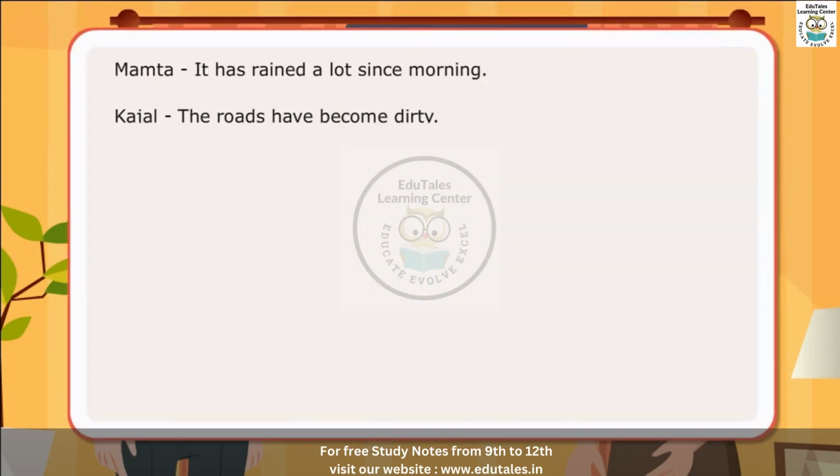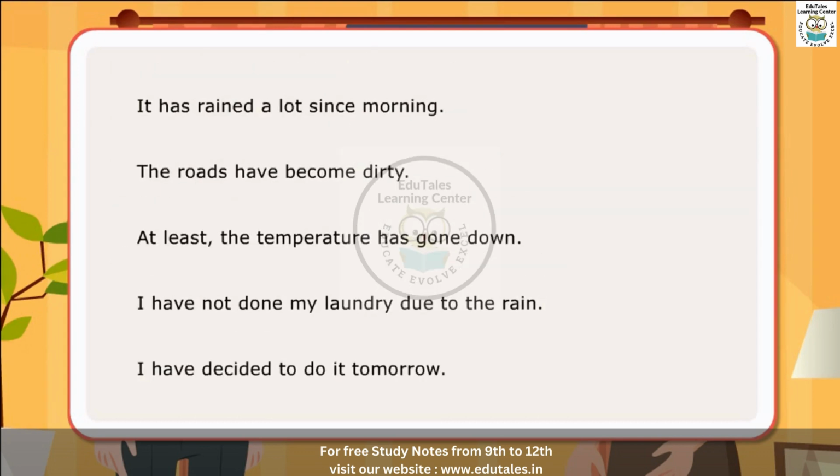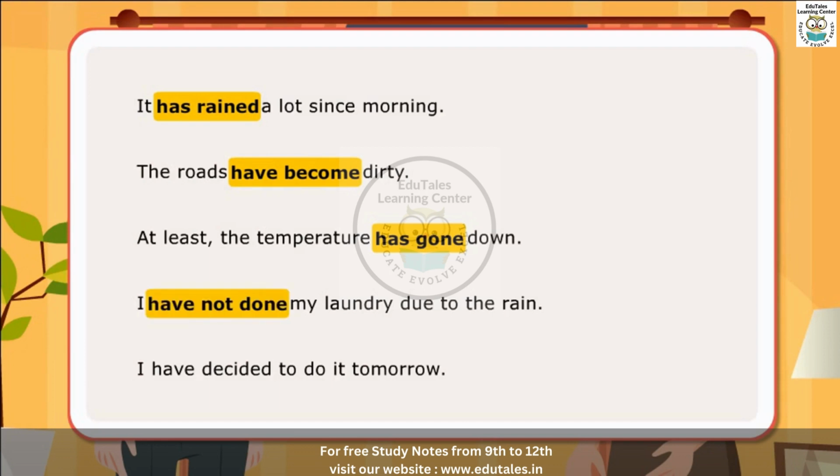In the dialogues, the ladies have used present perfect tense to talk about something that began in the past, has continued up till the present moment, and its effects are felt strongly in the present moment. Here are examples of sentences with verbs in present perfect tense. It has rained a lot since morning. The roads have become dirty. At least the temperature has gone down. I have not done my laundry due to the rain. I have decided to do it tomorrow.